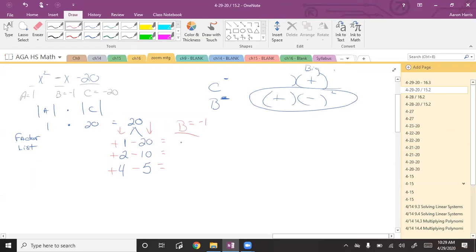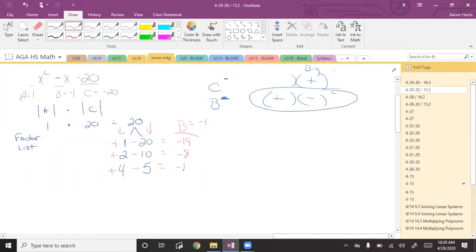It could be 19. It's not 19. Negative 19. There you go. 2 minus 10. Negative 8. And 4 minus 5. Positive 1. Just 1. 4 minus 5? Oh, negative 1. Negative 1.